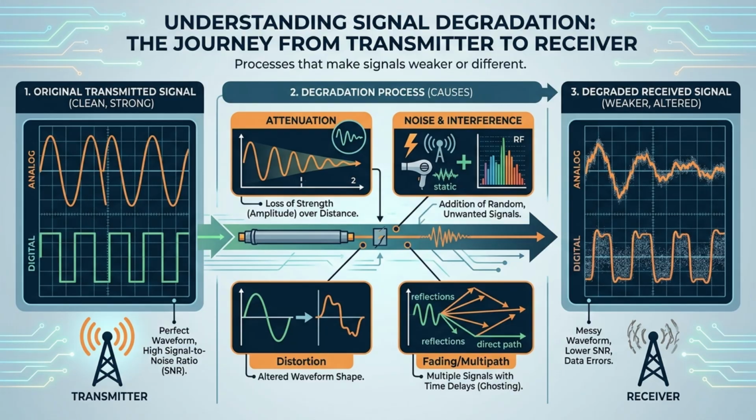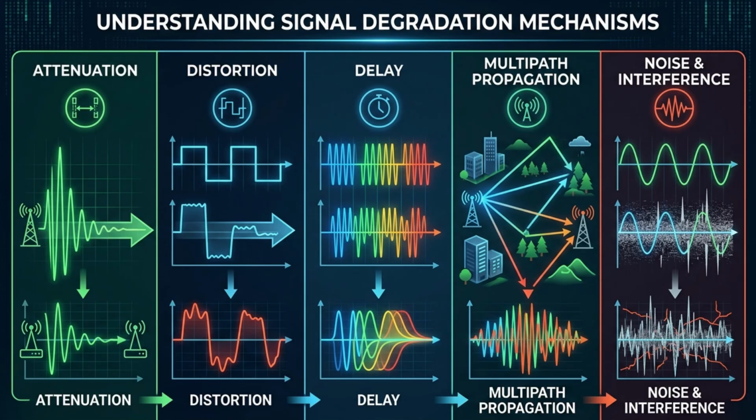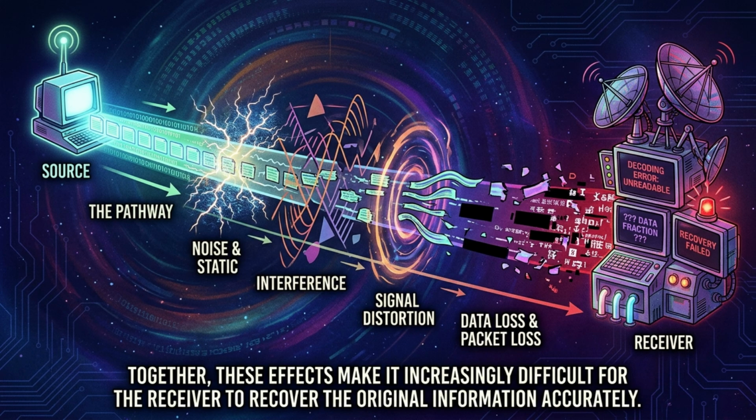Signal degradation refers to any process that causes a transmitted signal to become weaker or different before it reaches the receiver. Several mechanisms contribute to signal degradation. Attenuation reduces signal power as energy is lost during propagation. Distortion changes the shape of the waveform. Delay causes different parts of the signal to arrive at different times. Multipath propagation creates multiple copies of the same signal that interfere with each other. In addition, noise and interference further reduce signal quality. Together, these effects make it increasingly difficult for the receiver to recover the original information accurately.